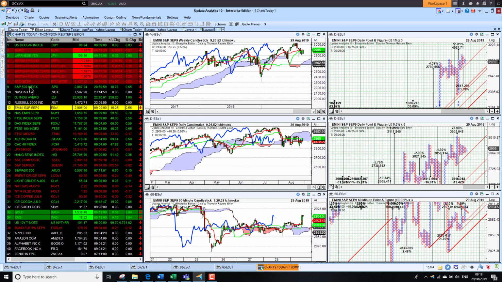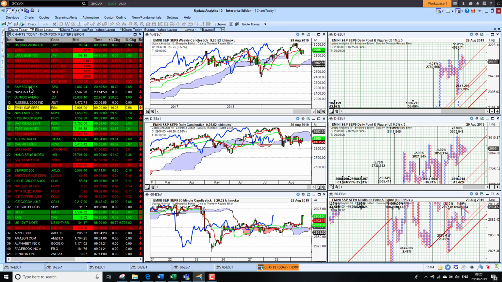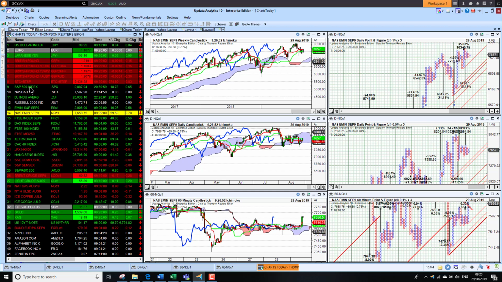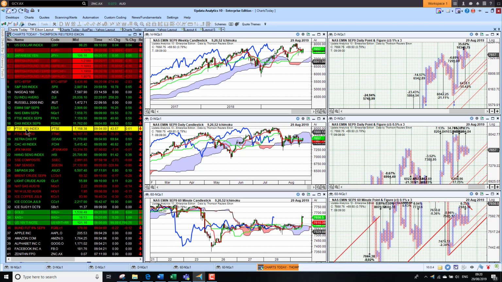The futures this morning suggest that the US market will open higher. We're seeing the S&P future up 0.5% and the Nasdaq up nearly 3%. The Nasdaq E-mini is up nearly 0.75%. So we are seeing US markets opening higher.